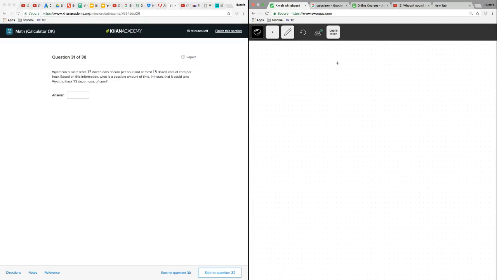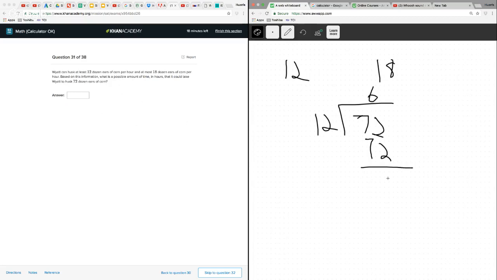Why can husk at least 12 dozen ears of corn per hour and at most 18 dozen? Based on this information, what is a possible amount of time? Now, again, free response is going to drop down to a little easier. There's a possible amount of time in hours that it can take to husk 72 ears of corn. I'm just going to use 12. And say if he does 12 in an hour, what's 72 divided by 12? It's just 6. Okay. If we were to divide it by 18, it's 4. Okay, so it's going to be somewhere in the zone of 4 to 6.